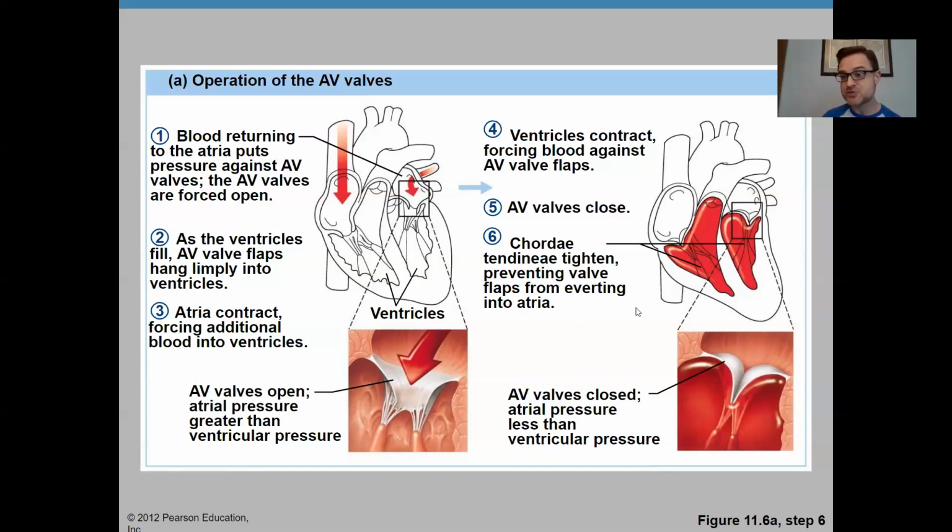That might be a huge problem, or it might not be that much of a problem at all. It just depends on what kind of heart murmur you have.